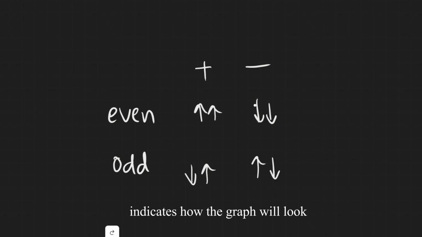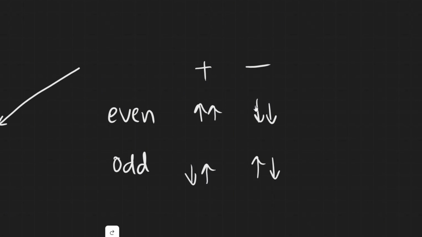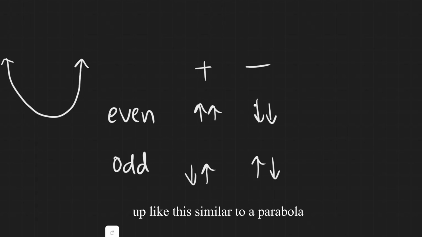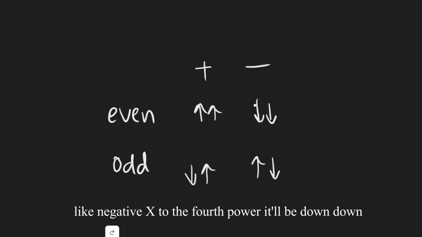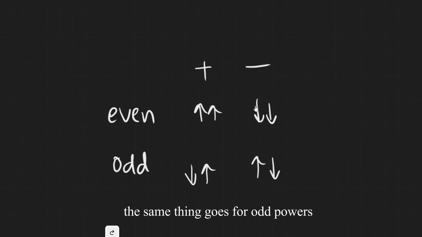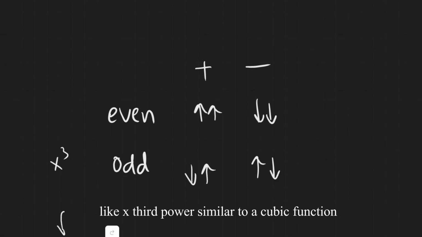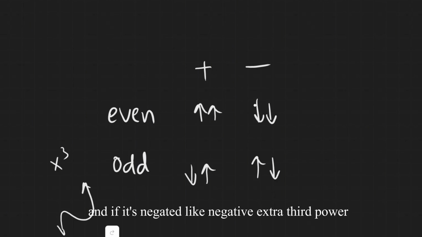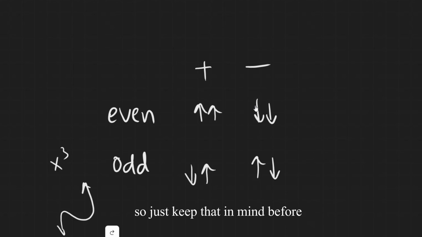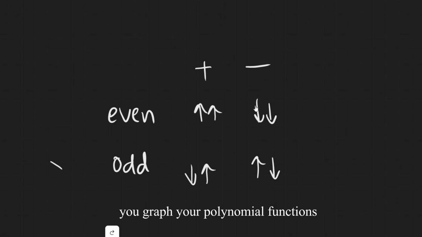Basically, the end behavior indicates how the graph will look in terms of where you put the arrows. So like when you draw a linear equation, it looks like that. End behavior tells us that it's going to look up, up, like this, similar to a parabola. And if it's negated, like negative x to the fourth power, it'll be down, down. The same thing goes for odd powers, like x to the third power, similar to a cubic function, it'll look like this. And if it's negated, like negative x to the third power, it'll look like this. So just keep that in mind before you graph your polynomial functions.